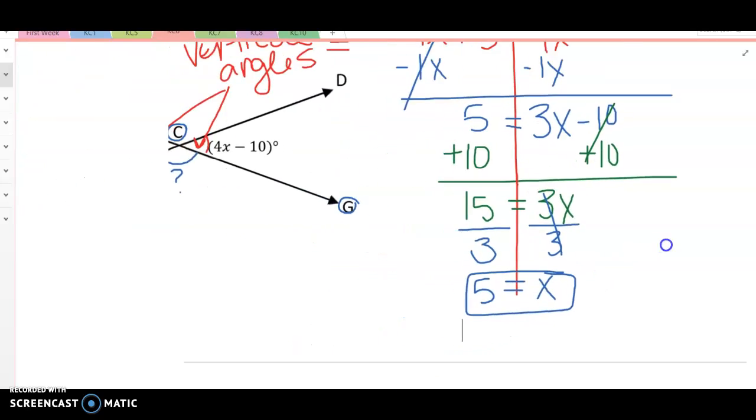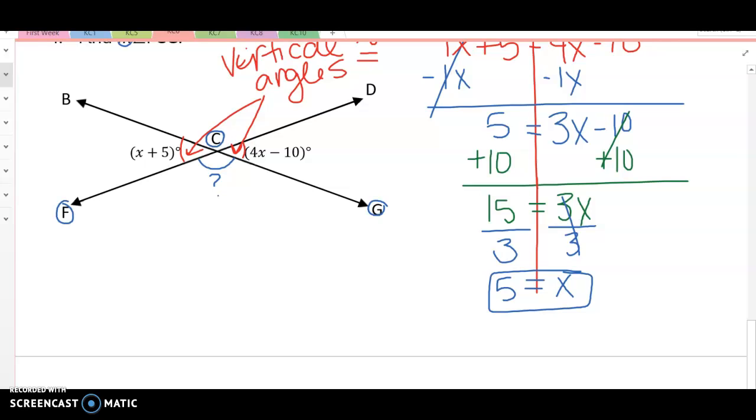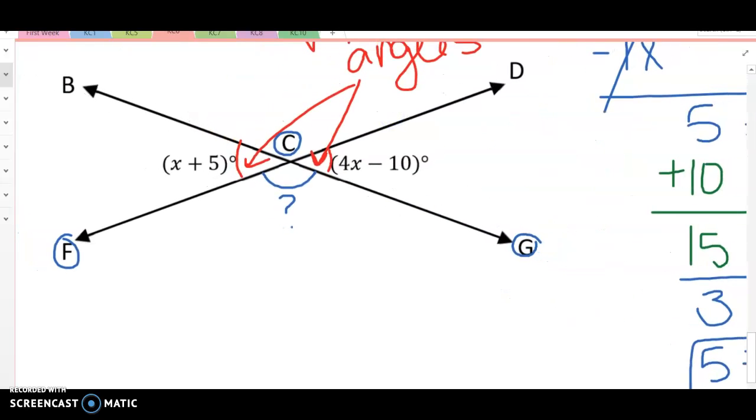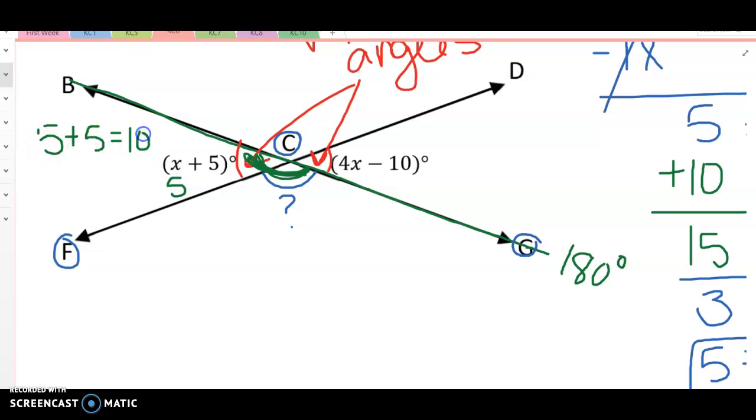So now we have figured out what x is, and that's going to help us figure out what our question mark angle is. So kind of one of the important things to know is that when a straight line is 180 degrees. So that means when we put these 2 angles together, we'll get 180 degrees in total. So x plus 5. So we figured out that x is actually 5. So 5 plus 5 is 10. Okay, so that means this angle is 10 degrees.